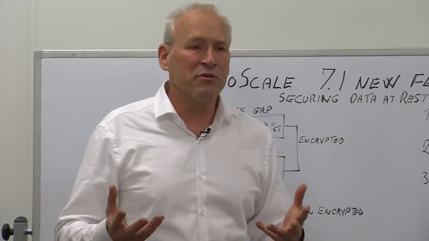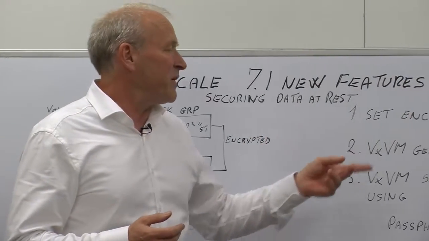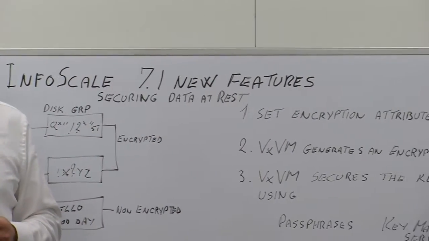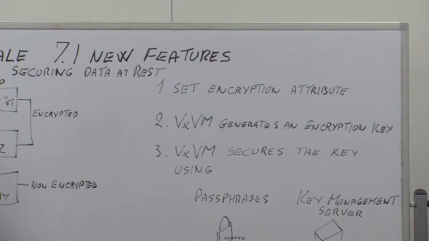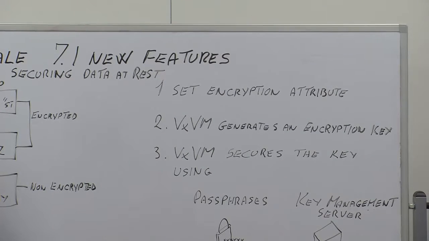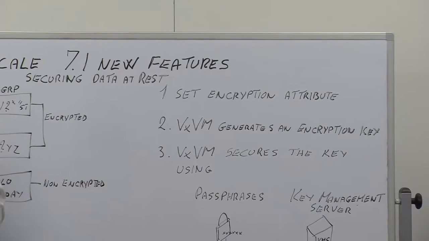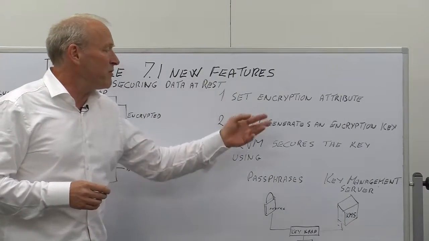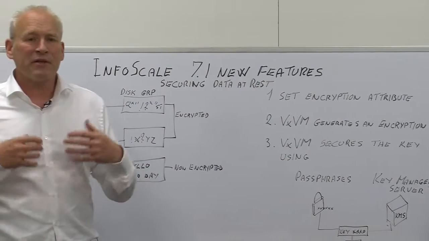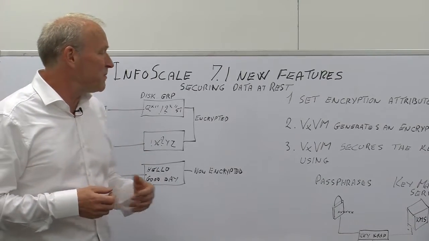So how are we going to do this? When we create a new volume or a new disk group, we can set the encryption attribute in VxVM by a CLI command, or we can also do it through Veritas InfoScale Operations Manager. There's a tab when you create a new volume or a new disk group. There's a small tab where you make a check mark and the volume or the disk group will be encrypted. What will happen then is that VxVM will generate an encryption key. And that's what we need when we're doing the encryption of the volumes.